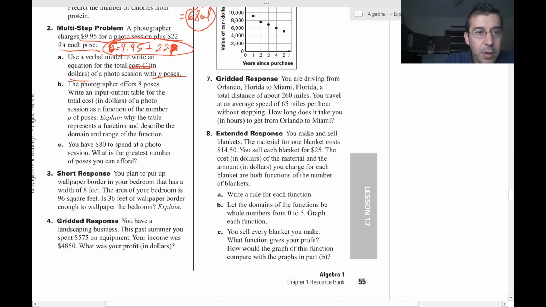B, the photographer offers 8 poses. Write an input-output table for the total cost in dollars of a photo session as a function of the number P of poses. Explain why the table represents a function and describe the domain and range of the function. Okay, so this is going to be a long one, but what we have to do here is the input-output table.